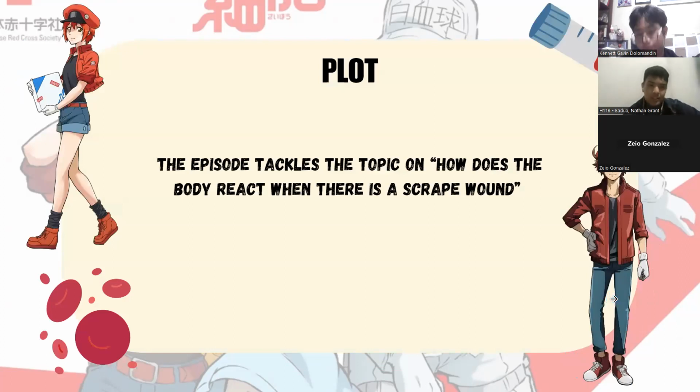So the episode basically tackles how the body reacts when we are having a scrape wound. As you can see, our body will defend itself to prevent infections.